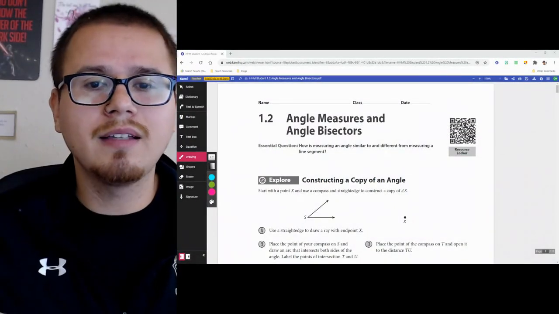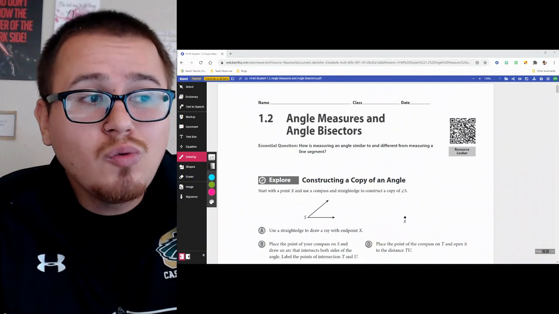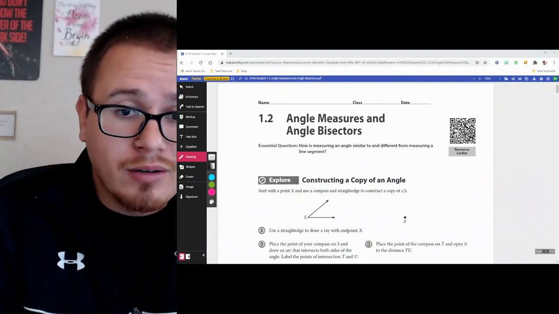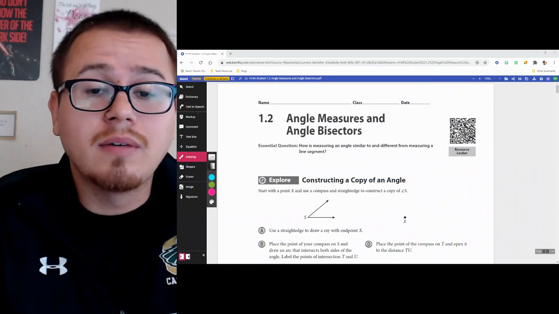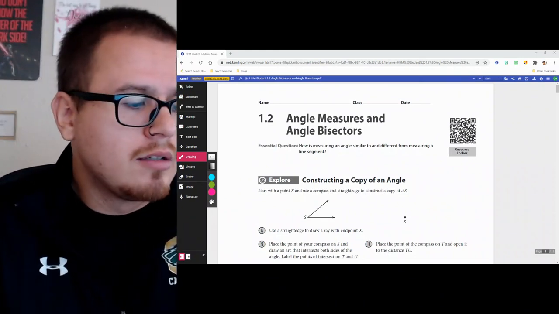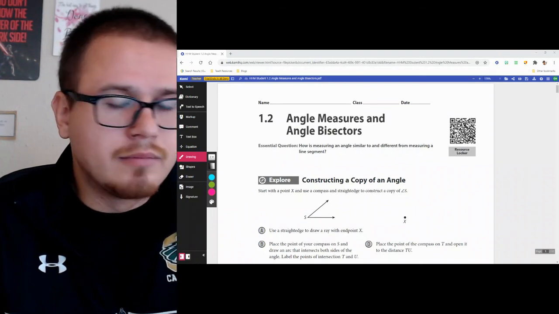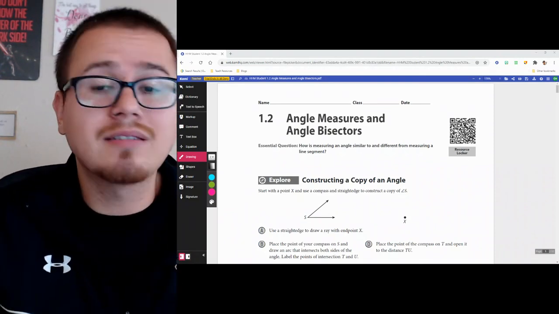Speaking of which, let's talk about that essential question real quick. Let's go side by side. My face looks big on this one, but so how is measuring an angle similar to and different from measuring a line segment? Well, you measure angles in degrees using arcs, and you measure lines using inches, centimeters, using a ruler. You use a protractor to measure angles, and you use, like I just said, a ruler. So that's the difference. Make sure you know that. As long as you're collecting all these big ideas, you'll be okay.